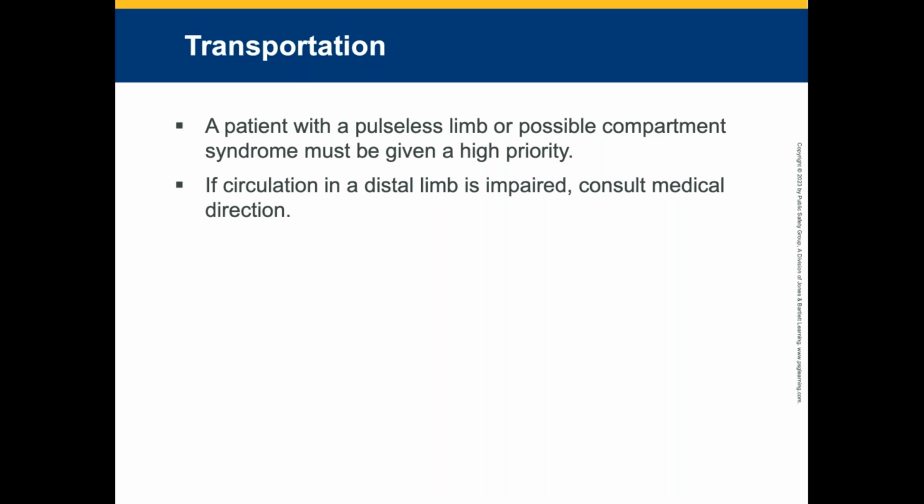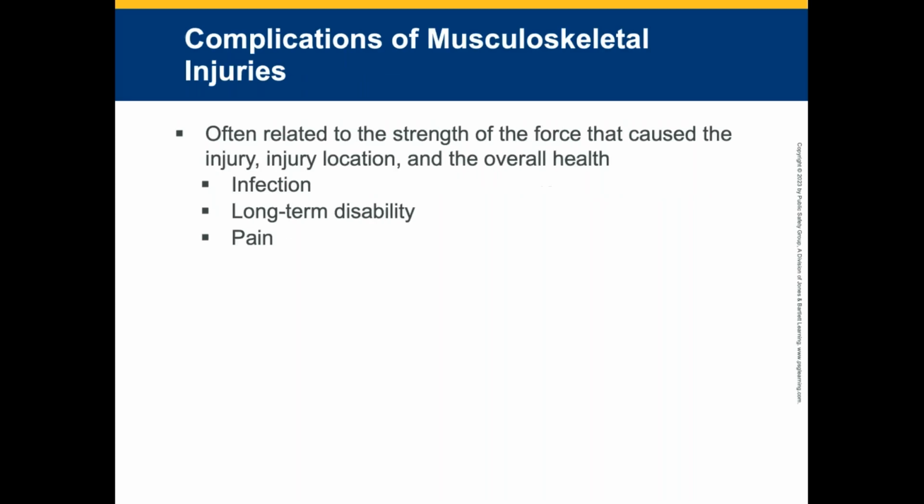If treatment is more than an hour away, a patient with a pulseless limb should be transported by helicopter or immediate ground transportation to a trauma center that can handle that. If circulation in the limb is impaired, consult medical direction. They might be able to talk you through relocating that joint or bone to get pulses back.